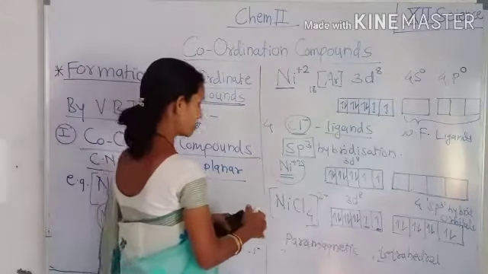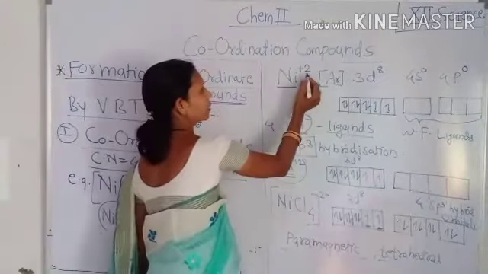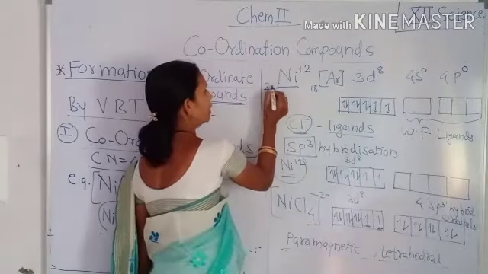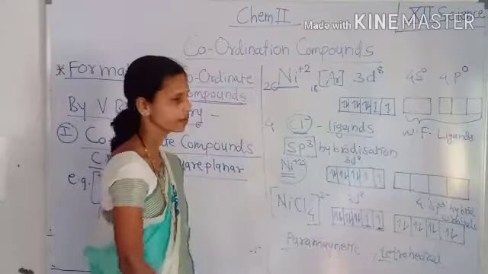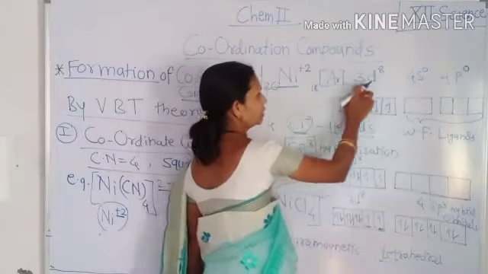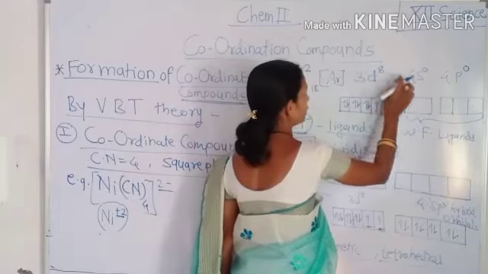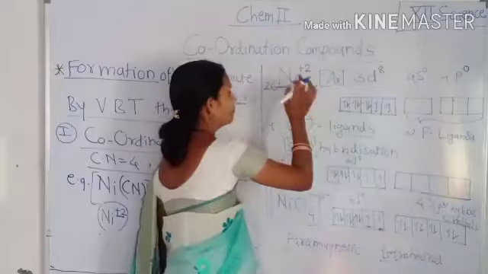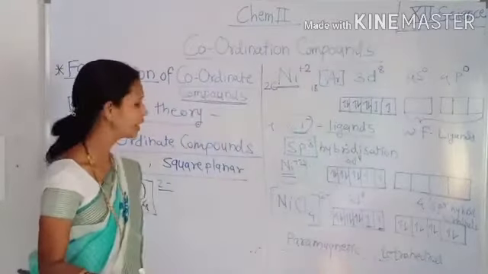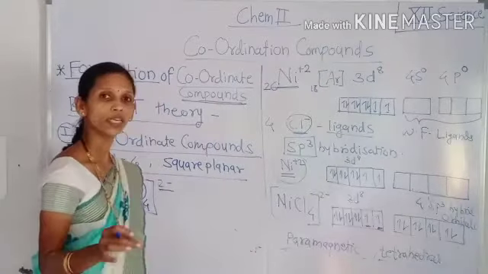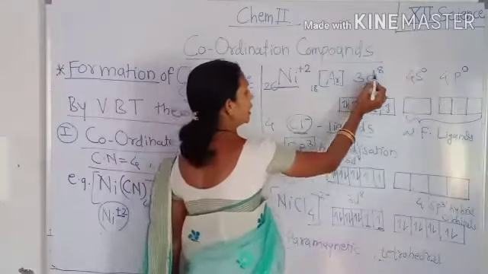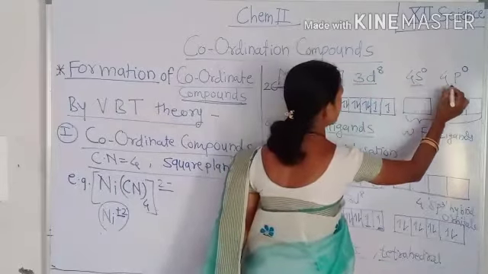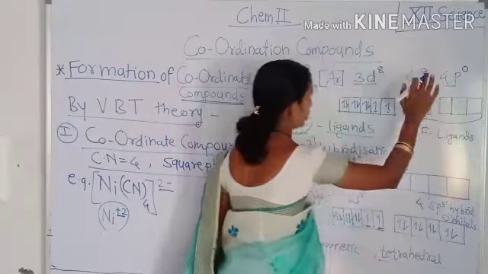Then first of all, we have to write the electronic configuration for Ni2+, in which 26 electrons are there, that is argon 18, 3d8, 4s0 and 4p0. Similarly, like in the last coordinate compound, in Ni2+, 8 electrons are present in the 3d orbital, and the 4s orbital and 4p orbitals are vacant.